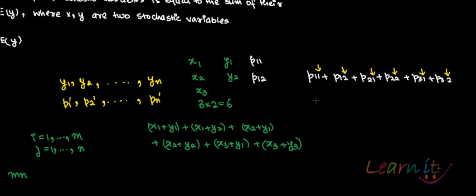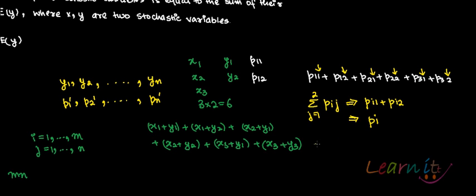So if you add them together, what you get is pi. Summation of pij, j starting from 1 to 2. How do you write this? pi1 plus pi2. It would in fact be equal to only pi.